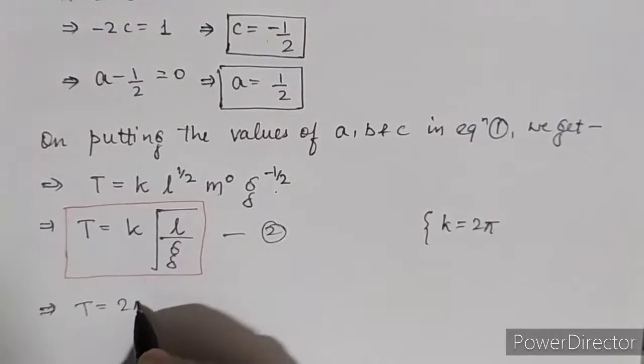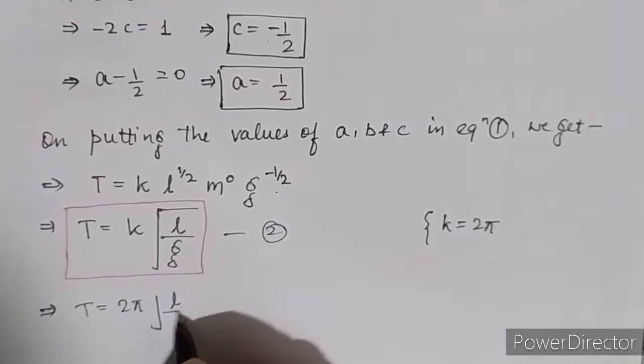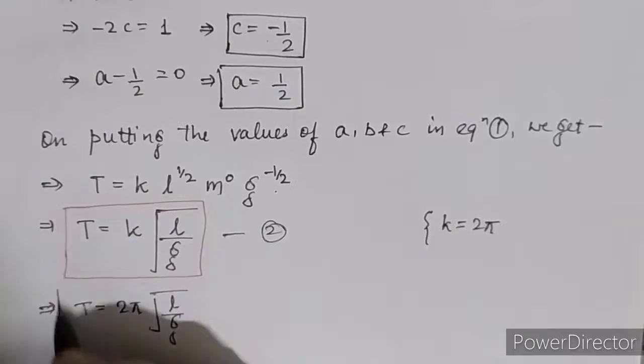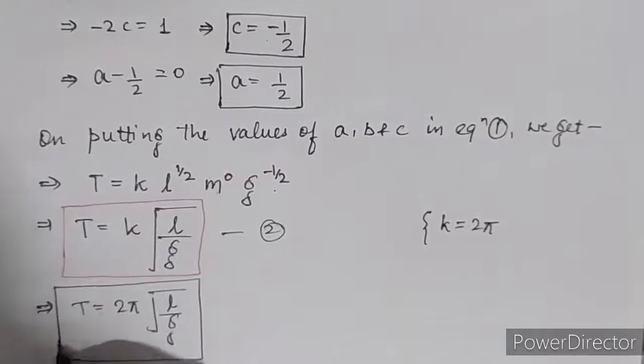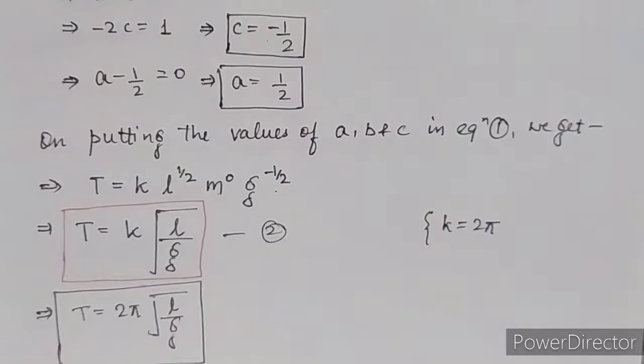Okay, here I am just writing it down, 2 pi under the root L upon g. This will be the formula of the simple pendulum when it is oscillating, for calculating the value of the time period. But if you don't know about it, right now you are starting to study physics, no issue.